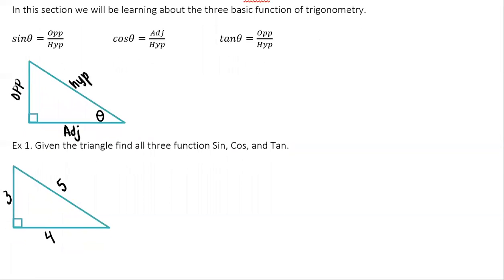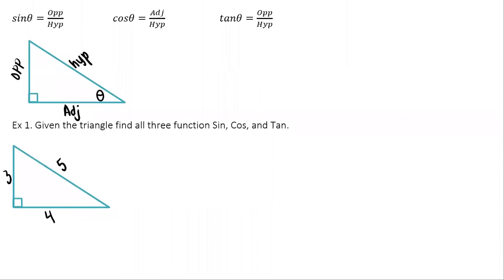So let's go ahead and do the first example. It says, example number 1, given the triangle, find all three: sine, cosine, and tangent. We're going to do sine of theta first, and we should have a theta somewhere on here. So I'm going to draw it down here. Usually it's going to be given. All this information on the triangle, the blue and then the black, all of that would be given.